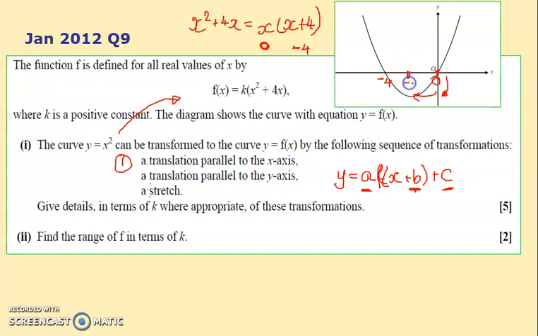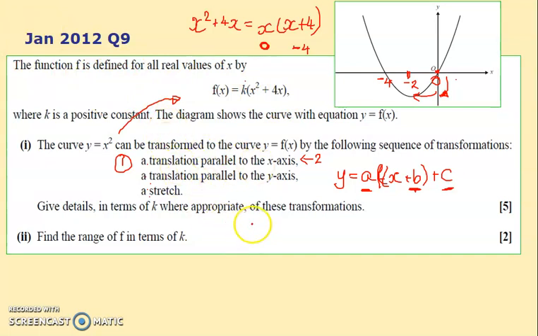By symmetry, that's at -2. I think it's going 2 left. It's a translation parallel to the y-axis, so it's up and down, and then there's a stretch. My final answer is kx squared. So if we just put this down, I think I'm right with this.